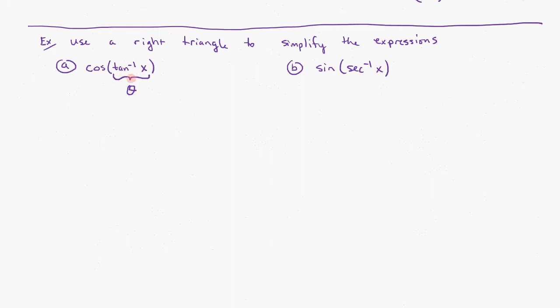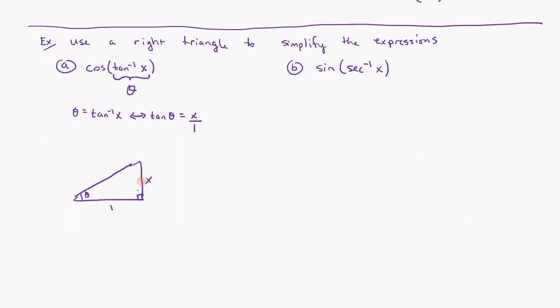So this is representing some angle, theta. If theta is equal to inverse tangent of x, then this just means that tangent of theta is equal to x. So we're thinking of the angle theta such that applying tangent gives you x. So now we can represent this expression using a right triangle. Imagine this is the angle theta, this is the right angle, so tangent is the opposite side over the adjacent side.